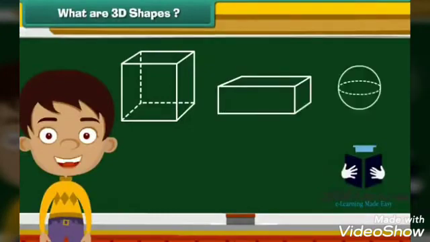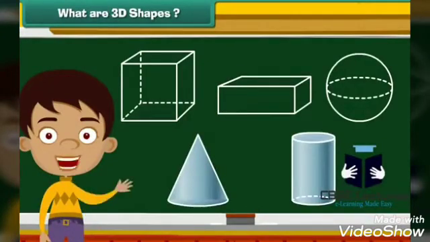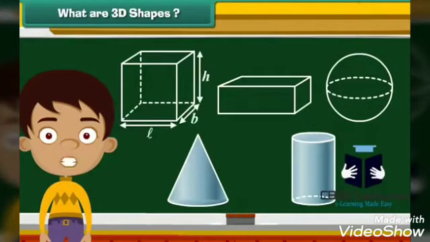Hey, look at these shapes. What did you notice? These shapes have 3 dimensions: length, width, and height. Therefore, we call these shapes 3-dimensional shapes. All the 3-dimensional shapes are solids.